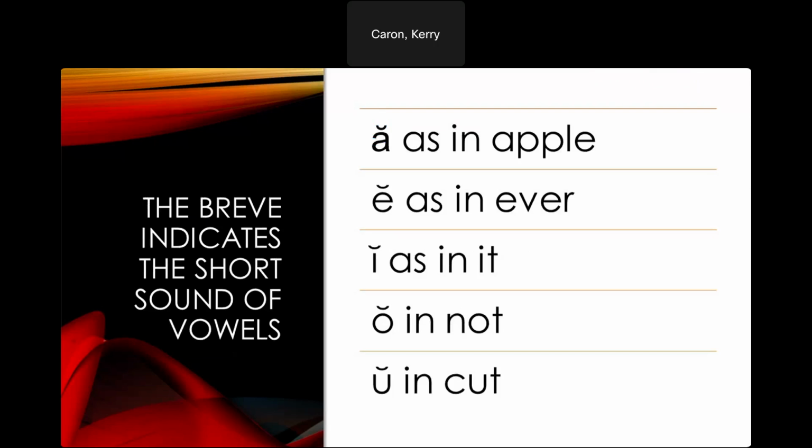And vice versa, this diacritical mark is called a breve. In this one, it's a short sound, and it does not say its name. So we don't say ape, we say apple. We say ever, it, not eat. Not note. And in English, if you want to make a long sound, like a macron, we add an E to the end. But in this case, it's not.